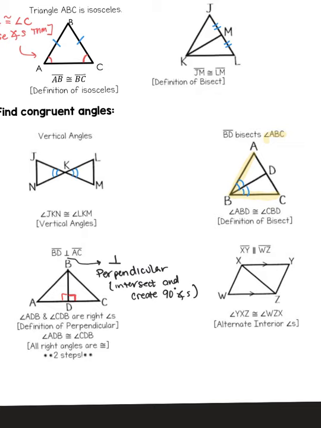If you are using this in a proof, there are a couple of steps that you would need to go through. The first thing that we would say is that angle ADB and angle CDB are right angles because we had perpendicular lines. And then once we've said those are right angles, we can say that they are congruent to each other because all right angles are congruent. So this one requires two steps if you're writing it in a proof.